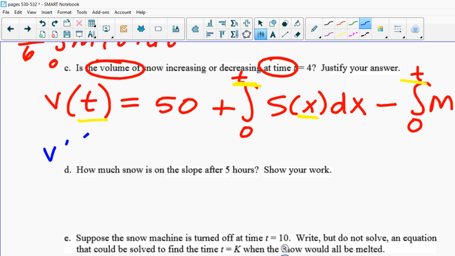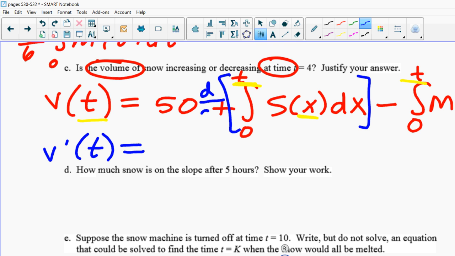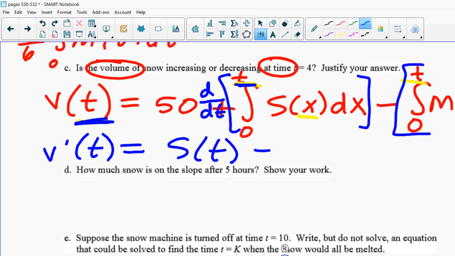So, v prime of t. What's the derivative of 50? 0. Now, look at this piece. I'm taking the derivative of that with respect to t, because that's the variable I got over here, and that's the variable I got right here. So what is the derivative of this integral? It's s of t minus the derivative with respect to t, m of t.